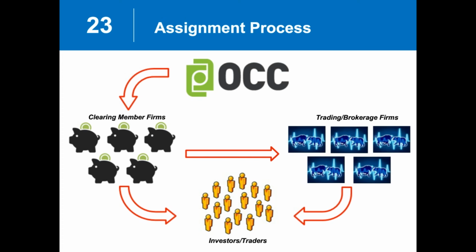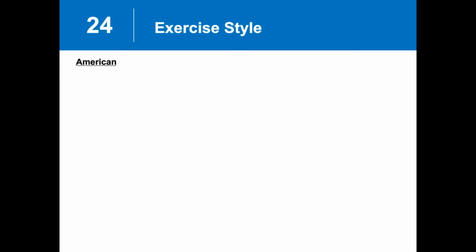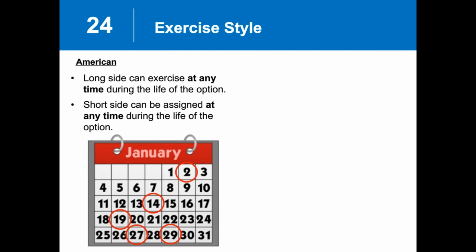Now, exercise style, we talked about shares of stock. Okay, there's a couple different exercise styles, one of which is called the American style of exercise. What the American style tells us is that if I buy an option contract as the buyer, I have the right to exercise that option at any time for any reason.